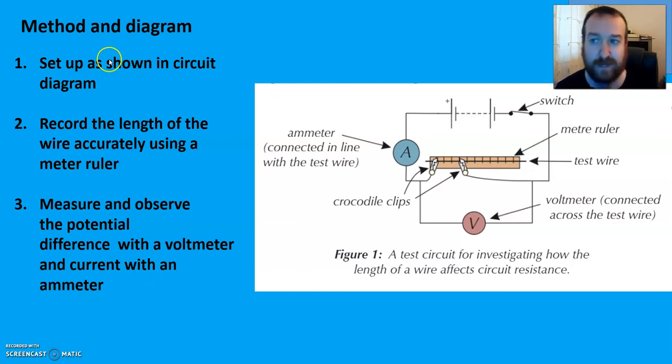Okay, now if you want to improve this method, think about some ranges. What will be the length that you could start with? Are we doing 1 millimeter, 2 millimeters, 3 millimeters? Or are we doing 1 meter, 10 meters, 100 meters? Think about a sensible range that you're going to investigate over that piece of wire. Okay, in my experiment, I went from 30 centimeters to 100 centimeters in 10 centimeter steps. Okay, it's a sensible range.